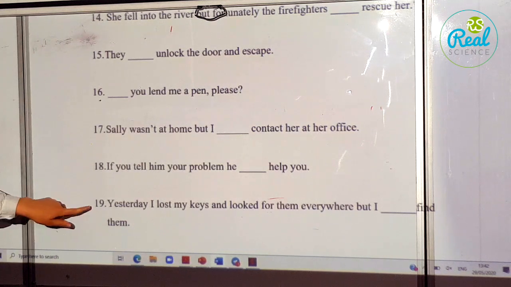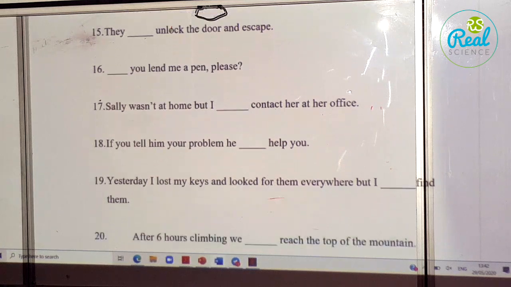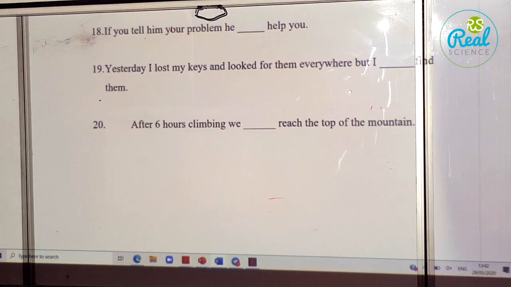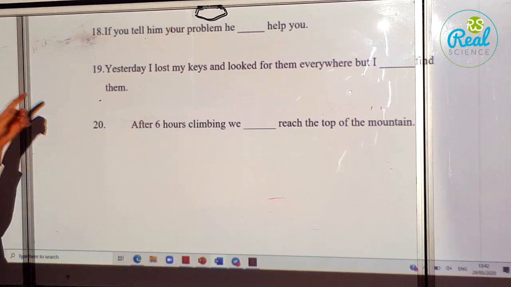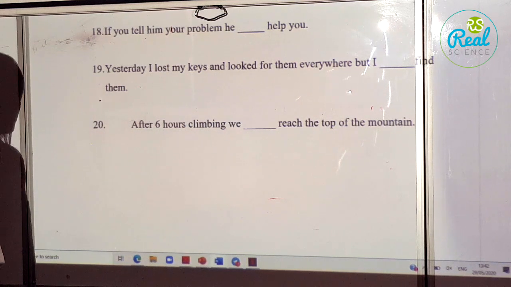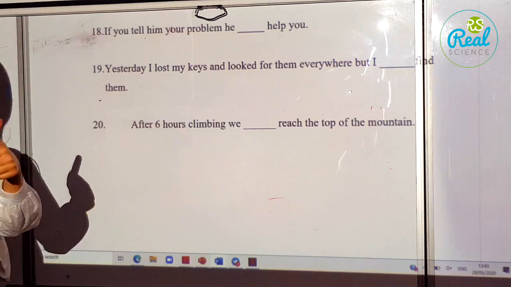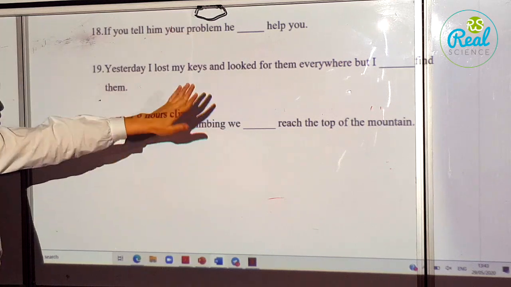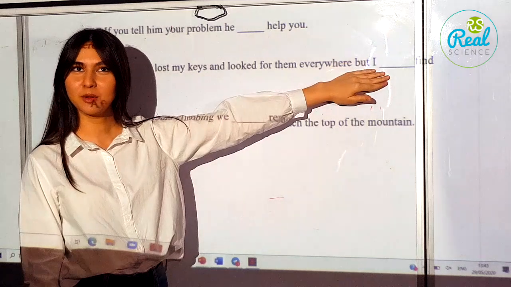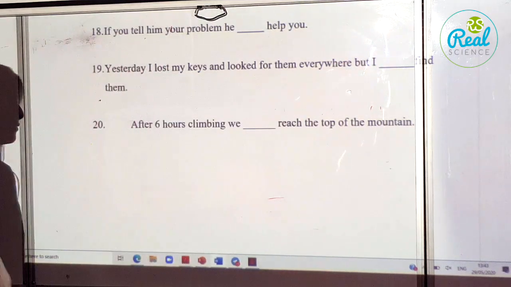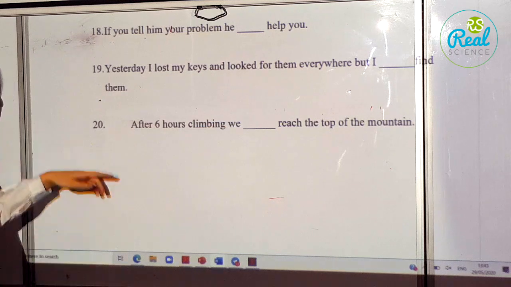Yesterday I lost my keys and looked for them everywhere, but I couldn't find them. I wasn't able to find them. Yes, both options are correct. So couldn't, wasn't able to, didn't manage to, because this is negative form.